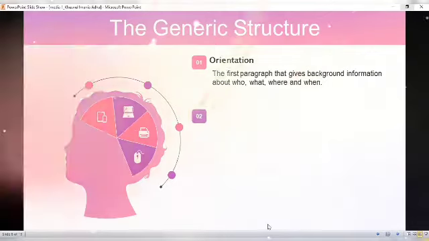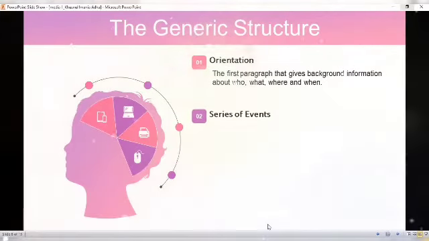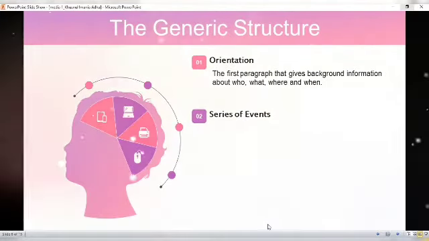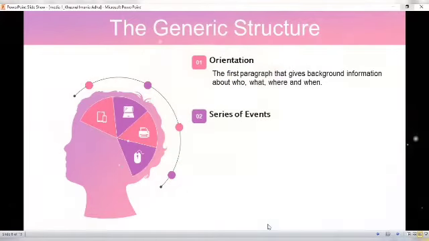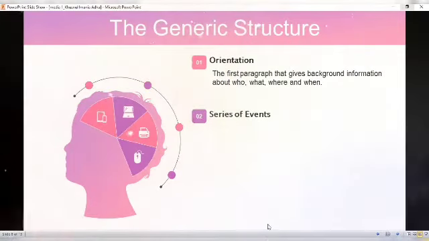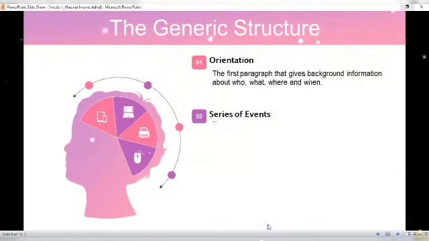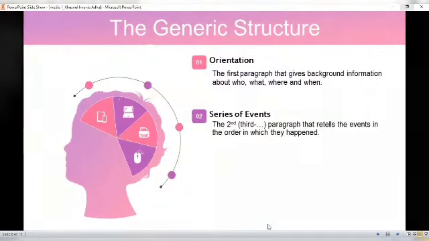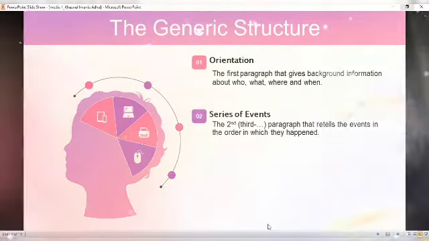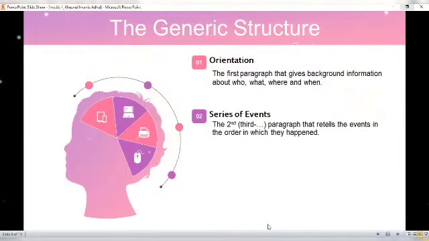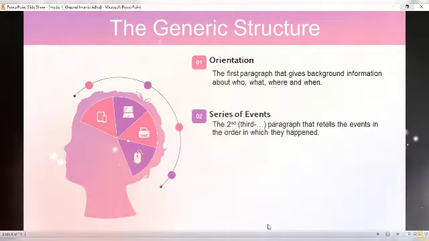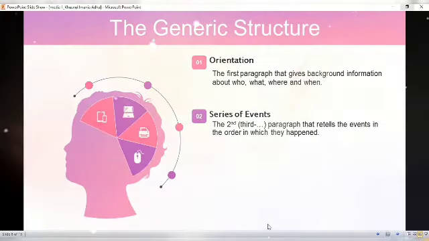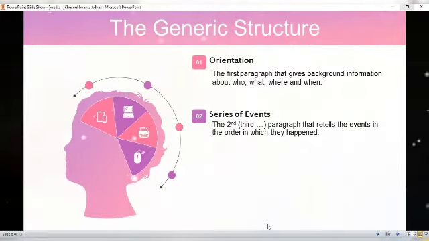And the second part of the generic structure is series of events. The series of events usually consists of several paragraphs: second, third, fourth, fifth, etc. These paragraphs retell events in the order in which they happened.